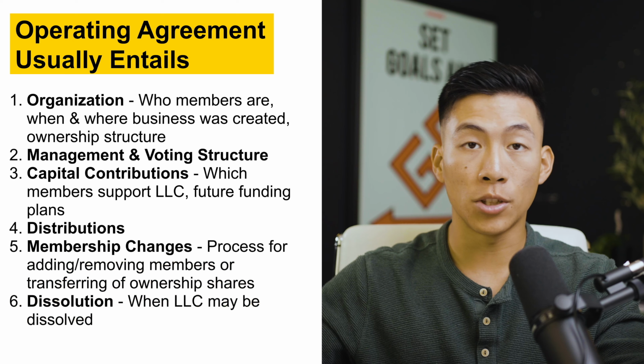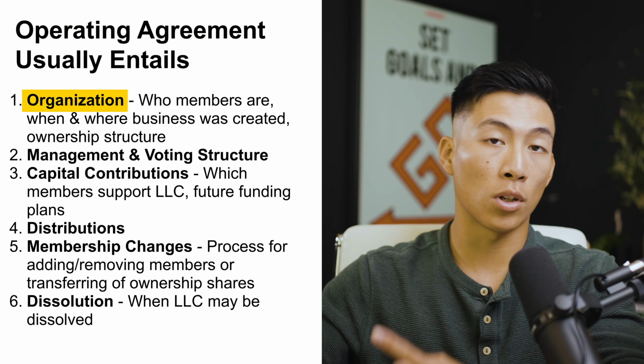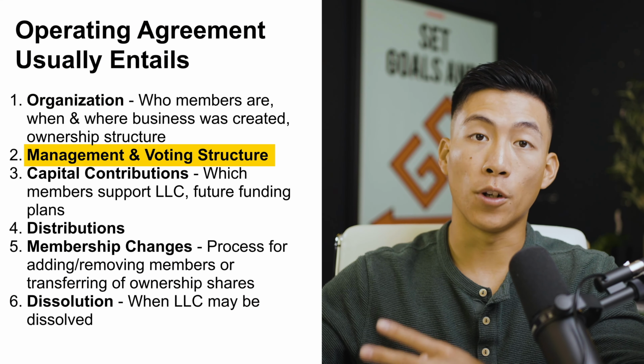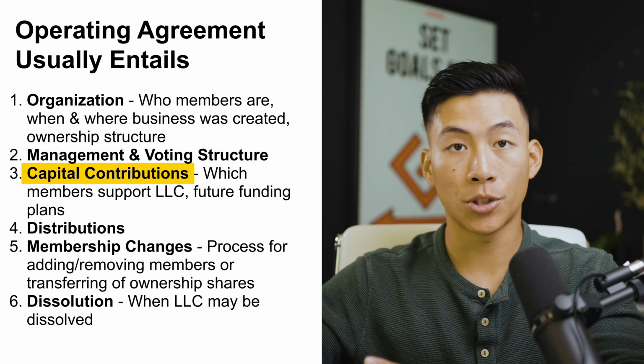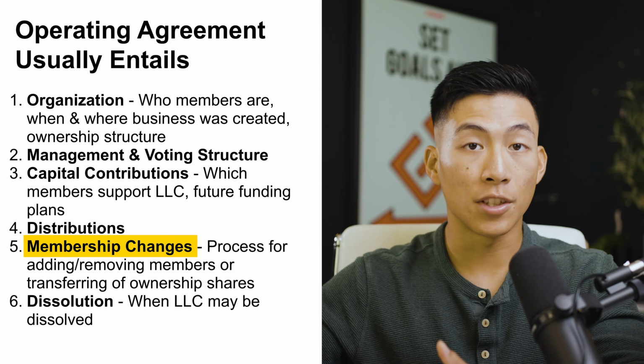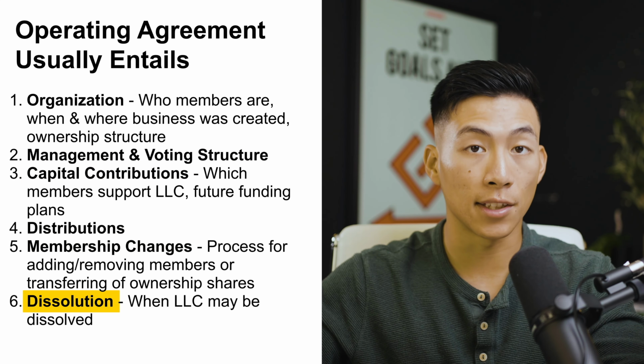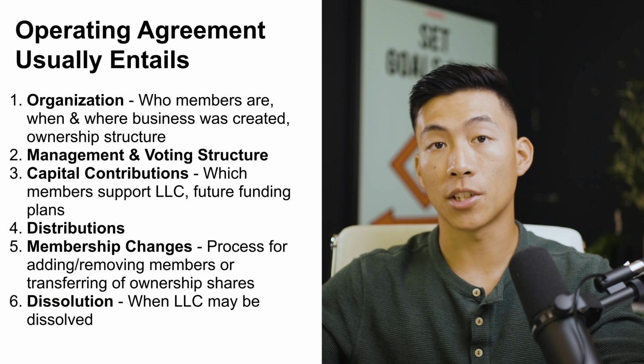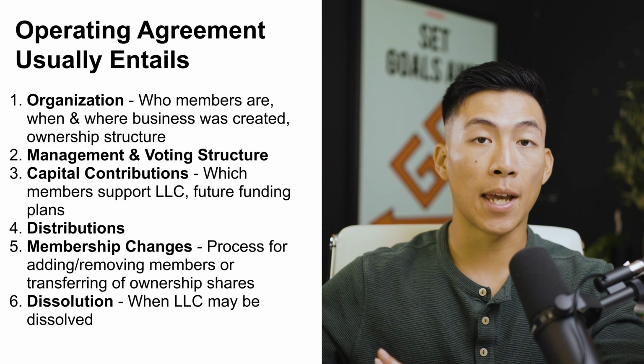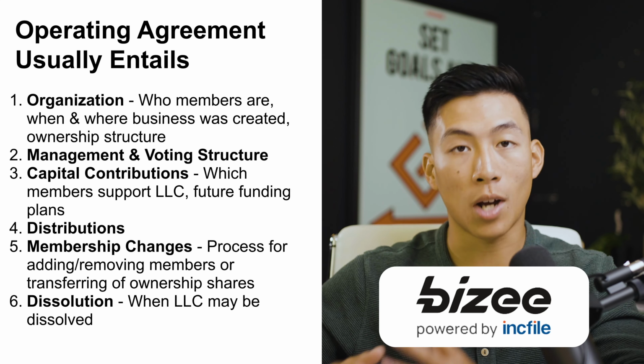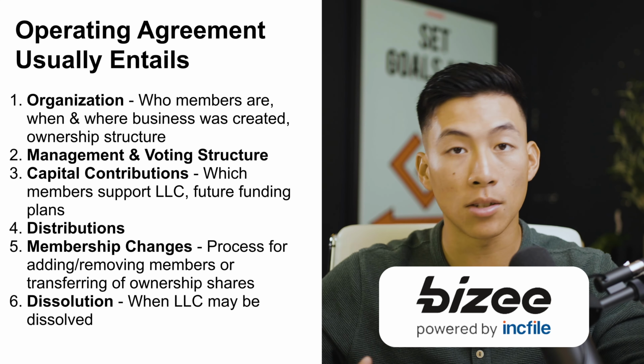Now, an operating agreement usually entails the following. One is the organization, two is the management and voting structure, three is the capital contributions, four is distributions, five is membership changes, and six is dissolution. Now, we're not going to get too much into this because there's tons of templates online, but this can be pretty complex for beginners, which is why we recommend an online service like Bizee who can do it for you.